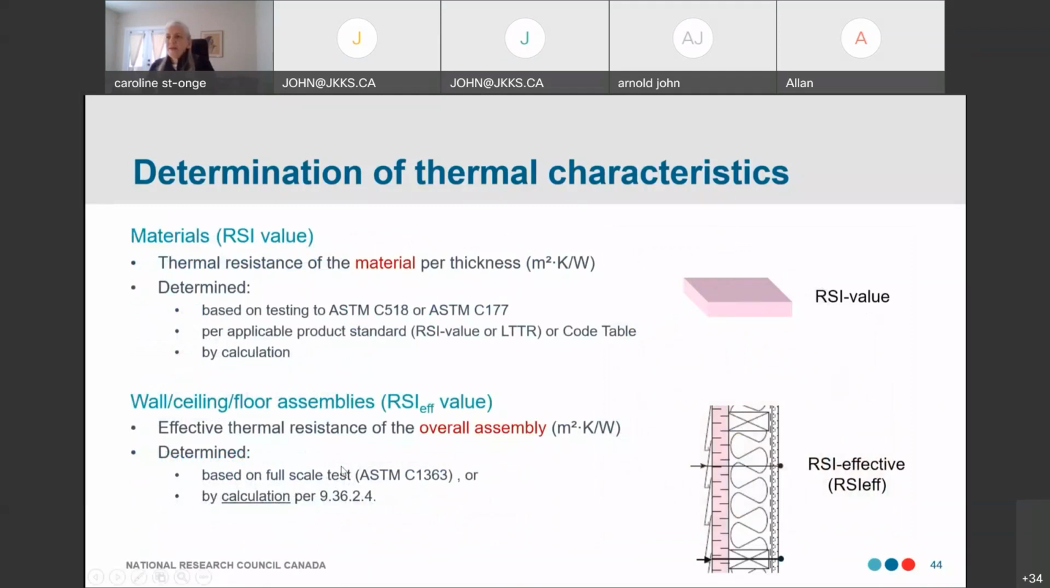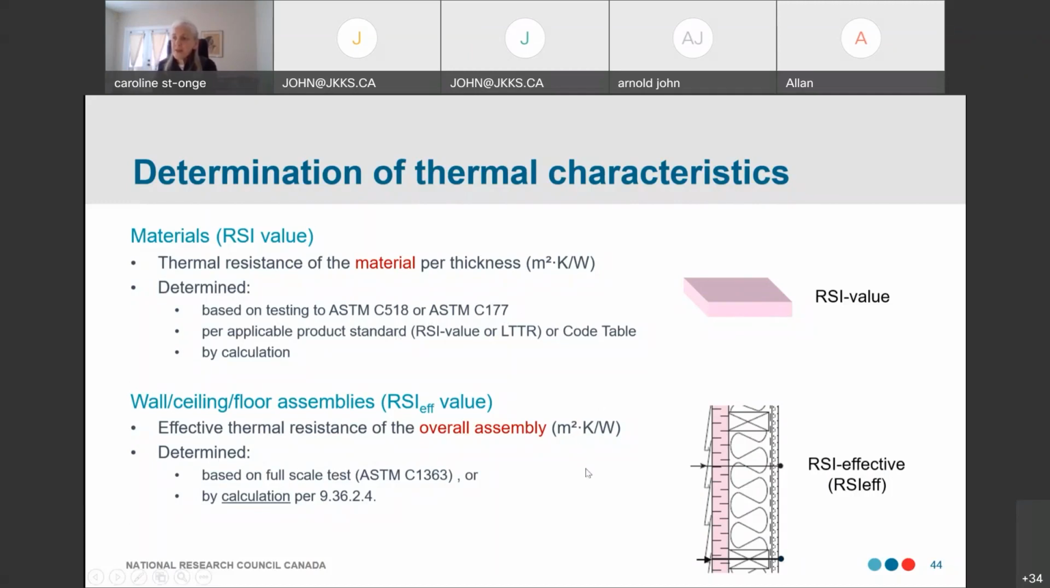So when you look at a product or a material or a sheet, and you want to know the thermal resistance value, there is a standard test called ASTM C518 or ASTM C177, which is done in a laboratory to establish the thermal resistance of that product. Users can look in different publications, such as the code. The code includes a table with a list of different thermal resistance properties for different materials.